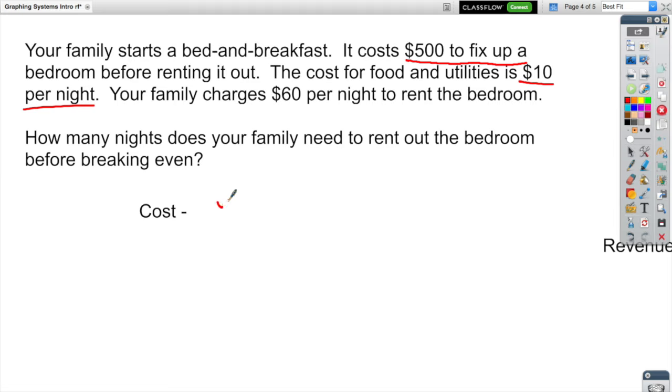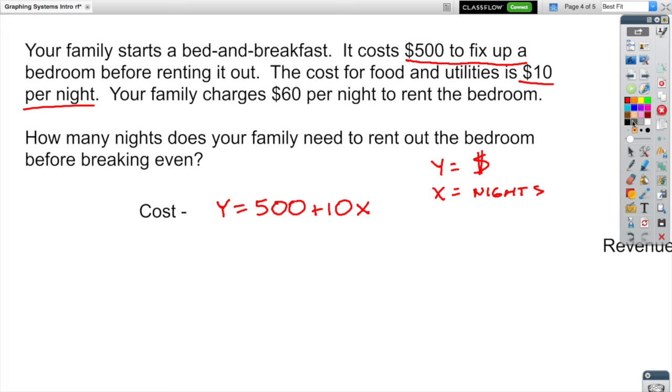Let's say y represents the total amount of money, or the total cost. Well, y would be equal to $500 to fix up the bedroom, just that one time, and then $10 per night, where the number of nights, we'll call that x. All right, so y is the total amount of money, and x is going to represent the number of nights. All right, so there's our one equation.